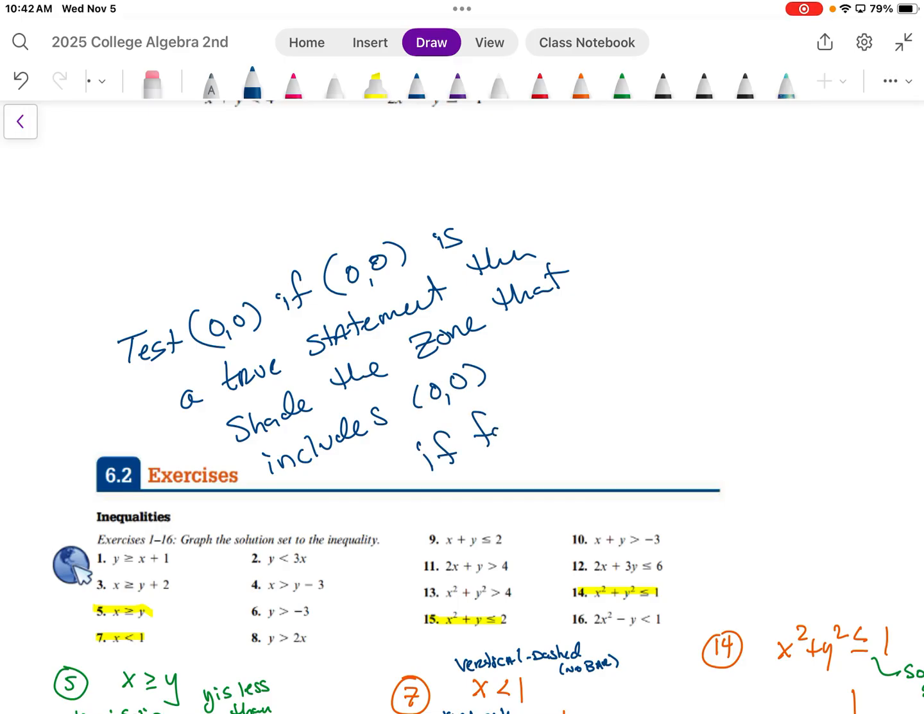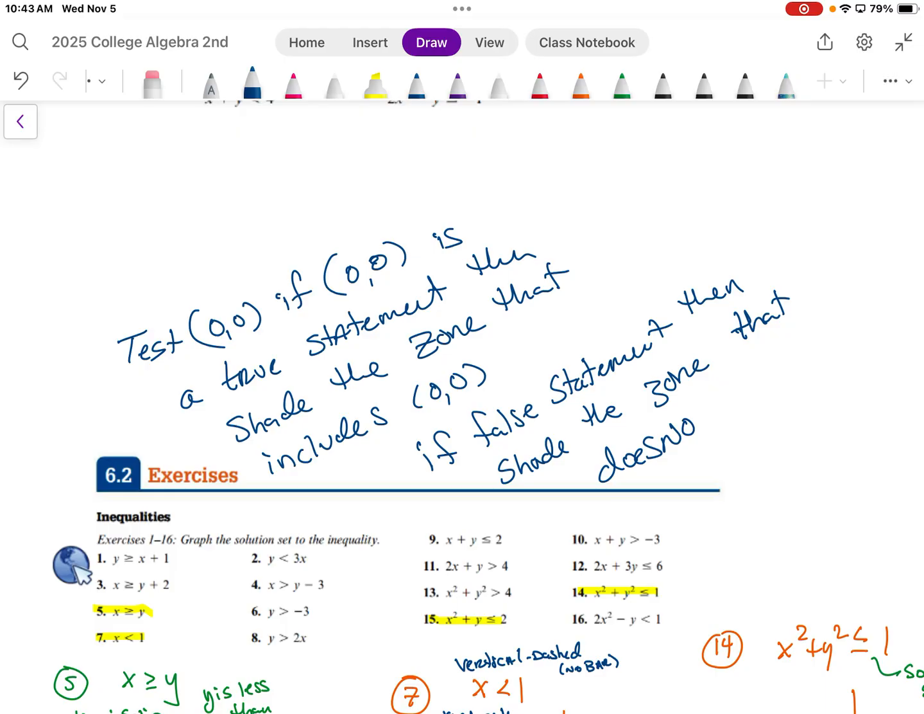If it's a false statement, then shade the other zone. Shade the zone that does not include 0, 0. Okay.